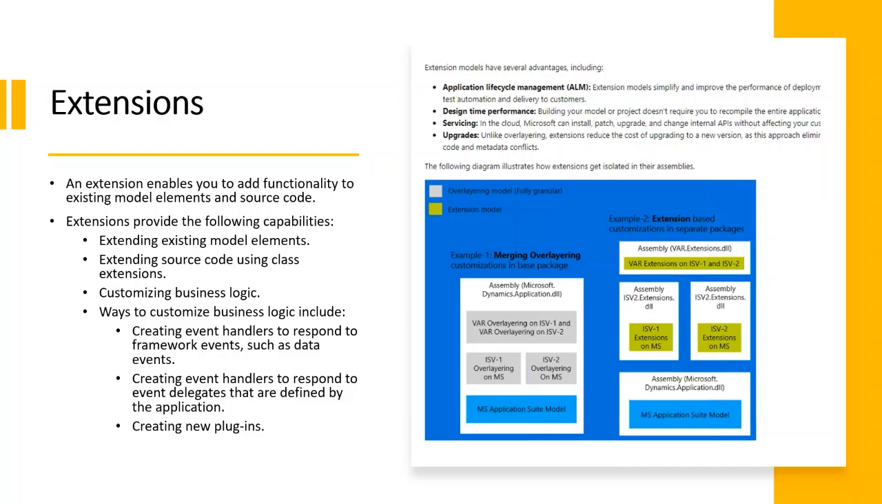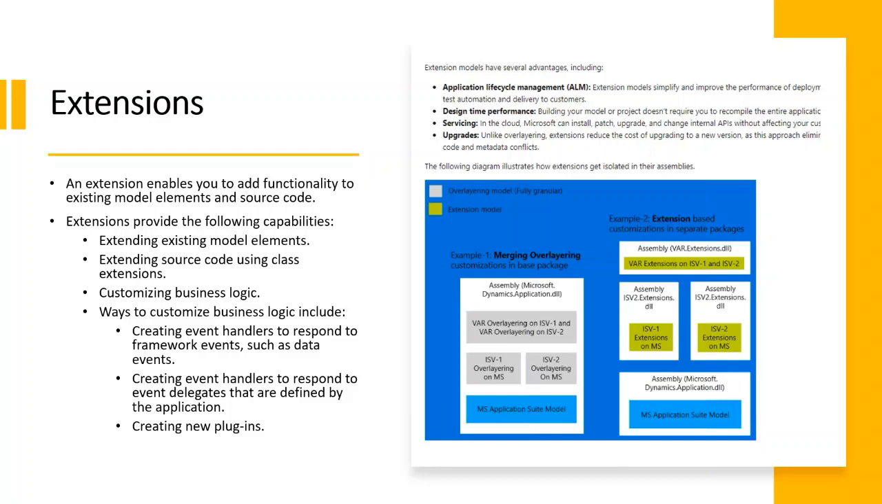What are the benefits or advantages of using extension models? Application lifecycle management: extension models simplify and improve the performance. Design time performance: building your model or project doesn't require you to recompile the entire application. Servicing in the cloud: Microsoft can install, patch, upgrade, and change the internal API without affecting your customizations. Upgrades are very easy. The cost of upgrade is very flexible and easy if you are using extensions.